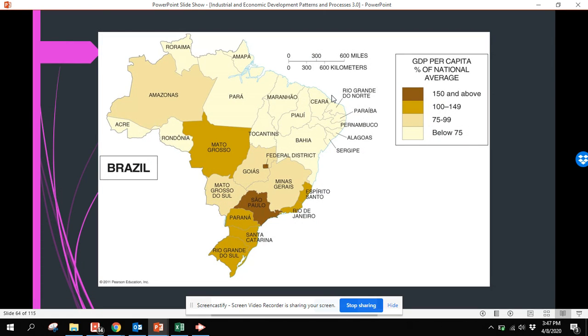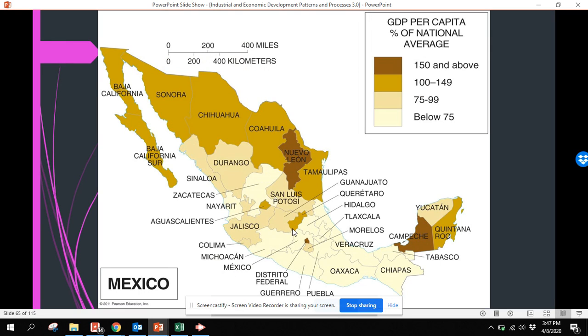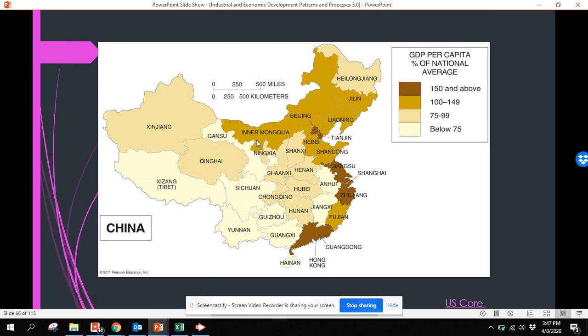Like here's Brazil. So this is GDP per capita of the national average. You can see here Brasilia and Sao Paulo are really high. Then you have your semi-periphery here, and then out on the outskirts would be your periphery. How about Mexico? Mexico City, tourism, industrialization to ship stuff back to the United States. How about China? Same thing. Urban, rural, one of the biggest rural divides in terms of countries. Urban China is as developed as anywhere in the world. Rural China is as undeveloped as anywhere in the world.